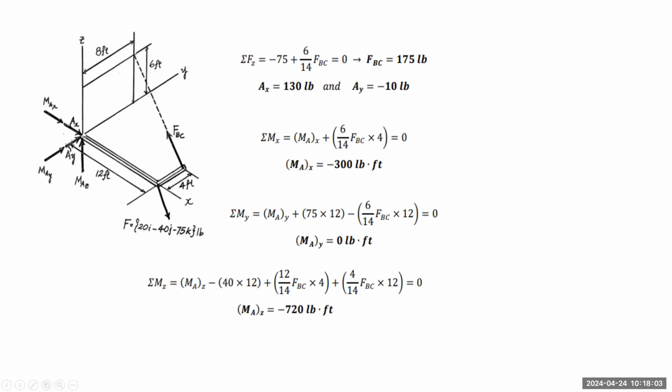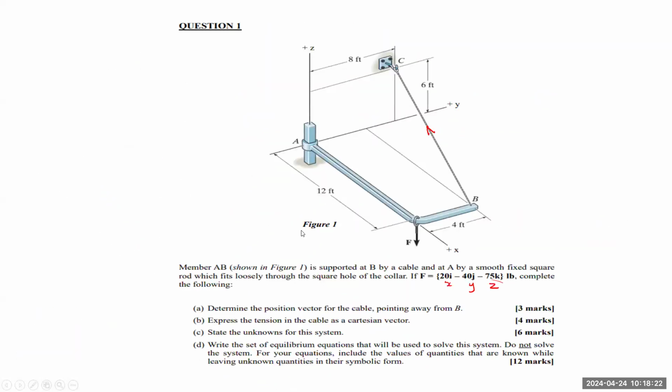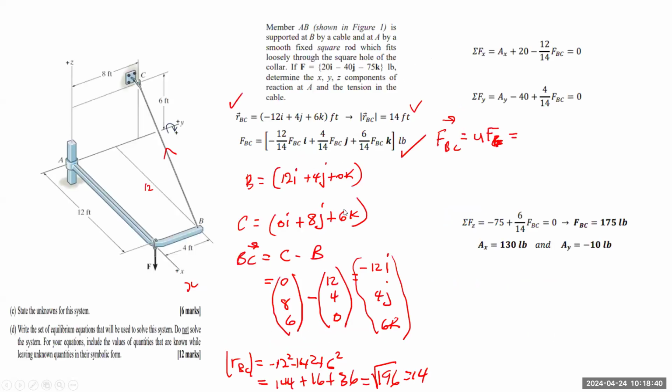Would you have any reaction in the Z? Would you have any reaction in the Z? No, sir. Why? Because it can move. There's no reaction. It says in the question, where is it again? It says something about a collar moving through. See that? Smooth. A. So this is A, a smooth fixed square rod, which is fit loosely to it. So it means that there's no friction there. Right? So that's the part.